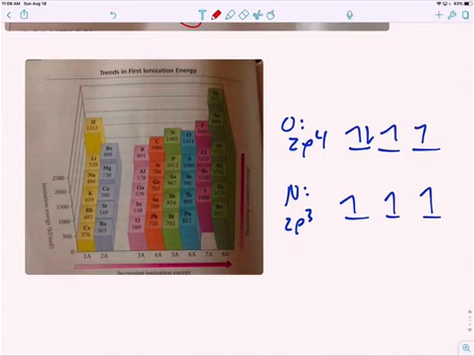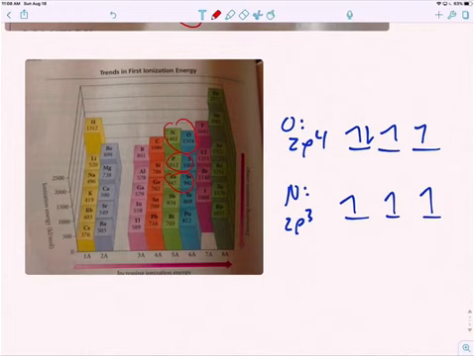Okay, so moving on, we have trends in the first ionization energy. First ionization energy is the energy it takes to rip one electron off the atom. And here is the trend. The general trend is that when you go from left to right, it increases. You can see there is a shift in these ones here, but then it goes away.